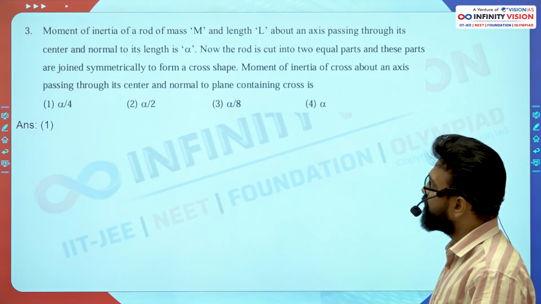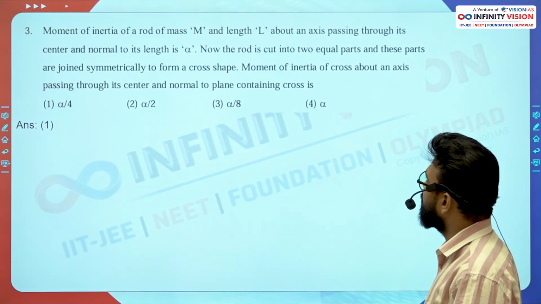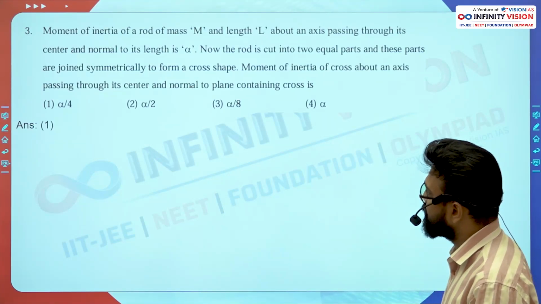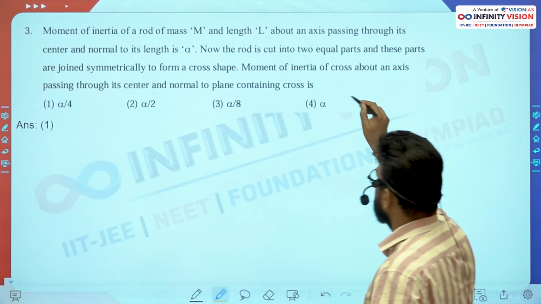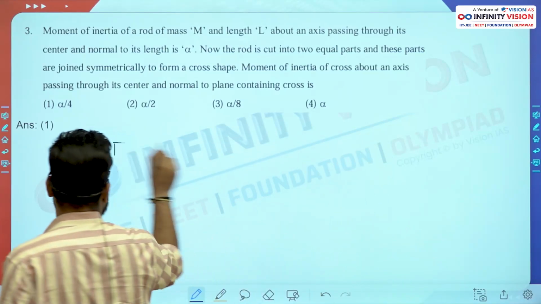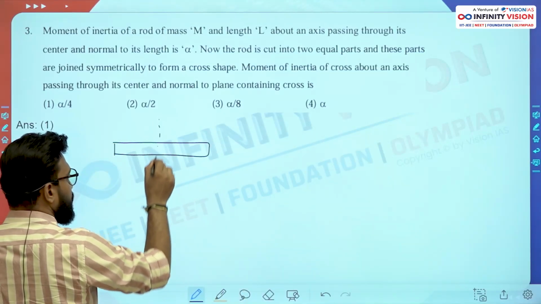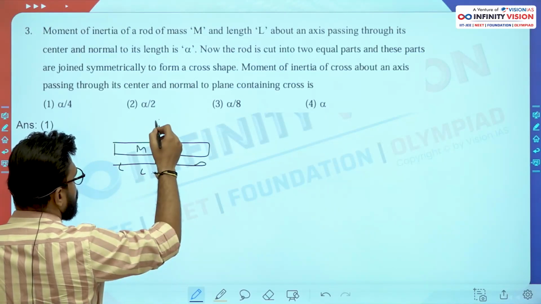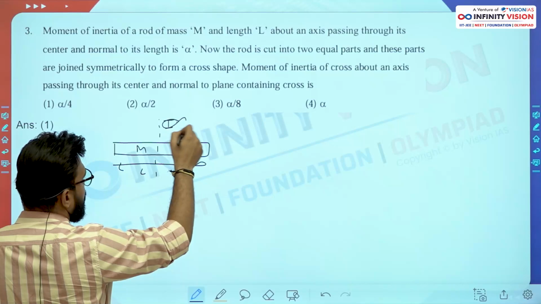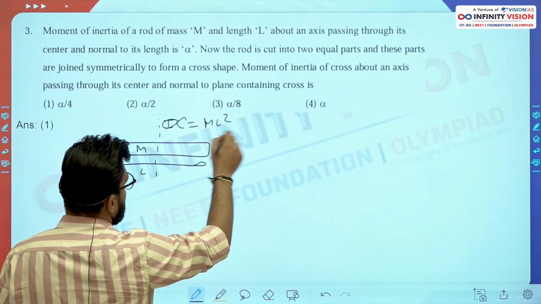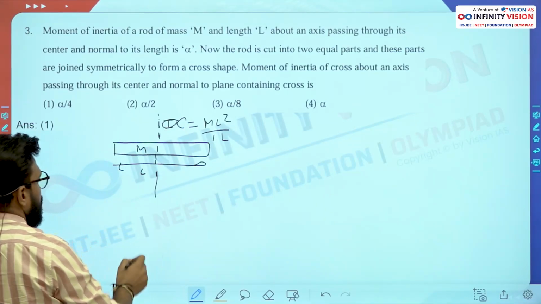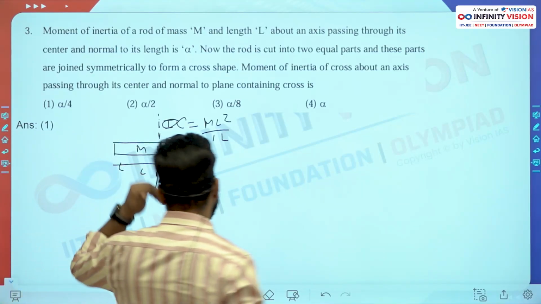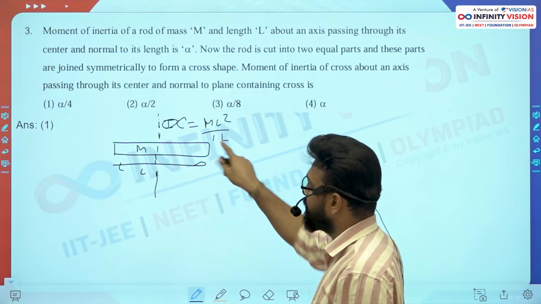The moment of inertia of a rod of mass capital M and length L about an axis passing through its center and normal to its length is alpha. So you have been given the moment of inertia of a rod about an axis perpendicular to it. Suppose L is the length and capital M is the mass. So this moment of inertia alpha is given as ML square by 12, since it passes through its center of mass and perpendicular to the length. So it is equivalent to ML square by 12.